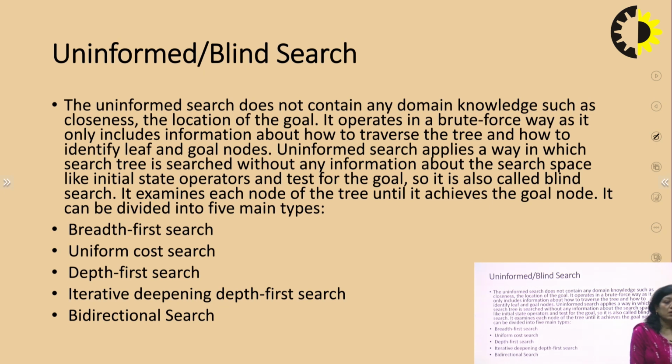It examines each node of the tree until it achieves the goal node. It can be divided into mainly 5 types: breadth first search, uniform cost search, depth first search, iterative deepening depth first search, and bidirectional search.